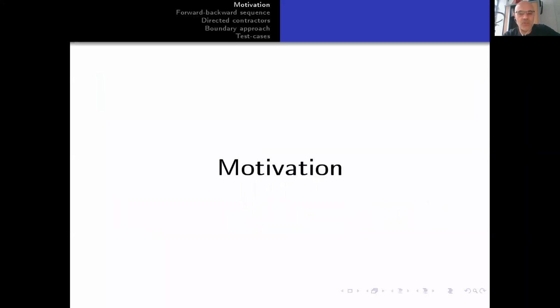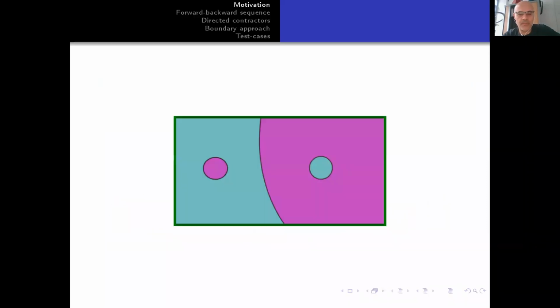So what is the main motivation of this talk? I will first introduce how a set inversion algorithm works when we use contraction methods or contractors. First, we have an inside and an outside. The outside is blue, the inside is magenta. And we have a box, and we have a boundary. Today I will speak about how we can be more efficient. And the observation is the following.